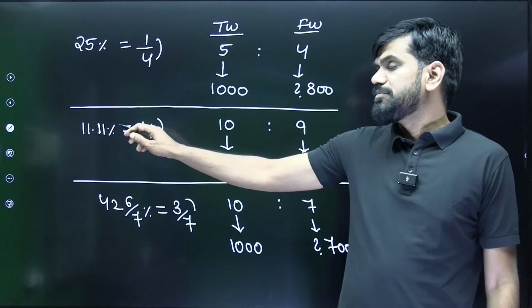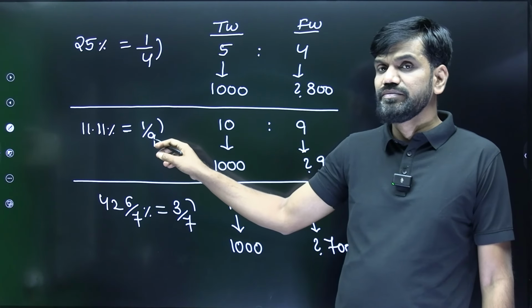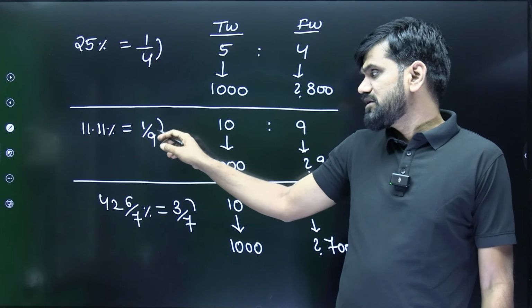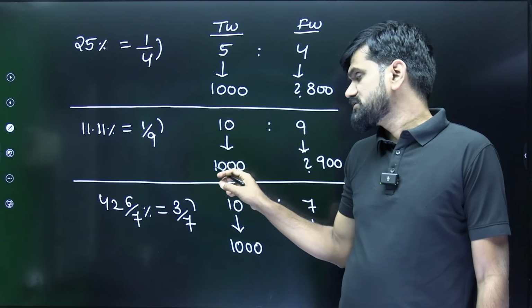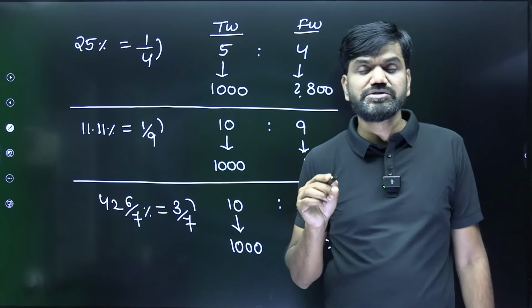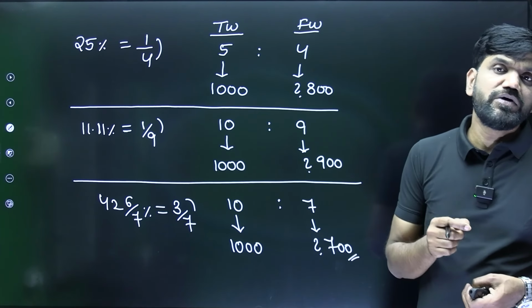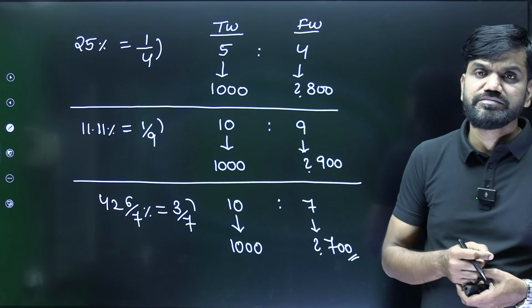So what is that? Like percentage equivalent fraction we have to write. After that you just add numerator and denominator, you link that with the true weight. Denominator should be written here, that corresponds to the false weight. That is a technique for handling the problems related to faulty balances.